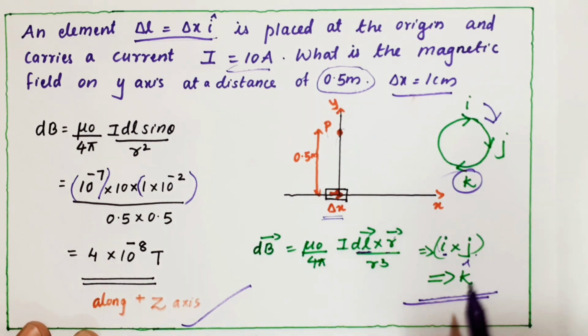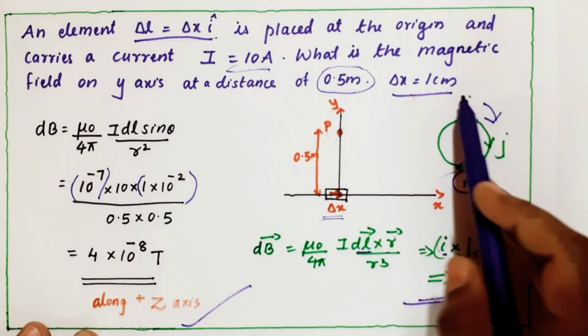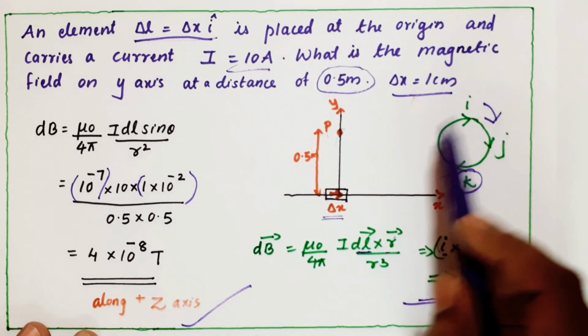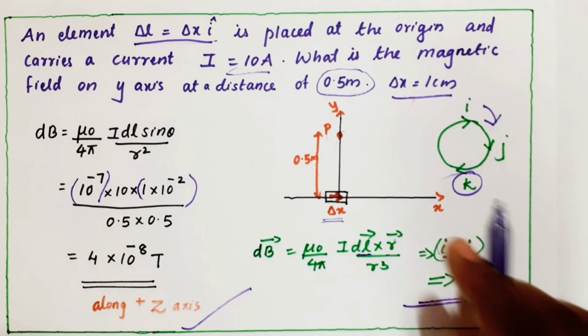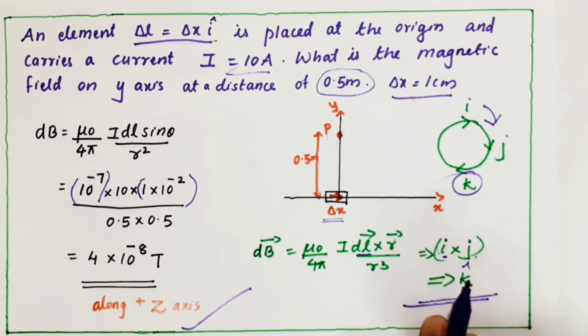If you need the direction, you just keep it in this form. i cross j is k. What is j cross i? It will be minus k. So you should have a good idea about the vector product.